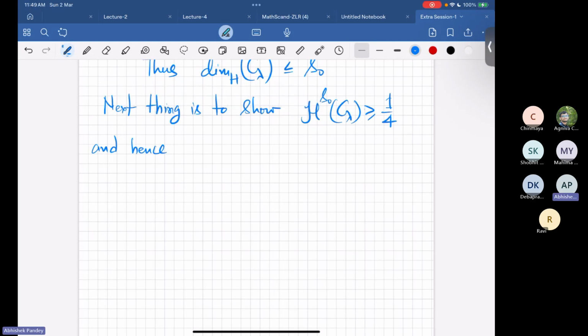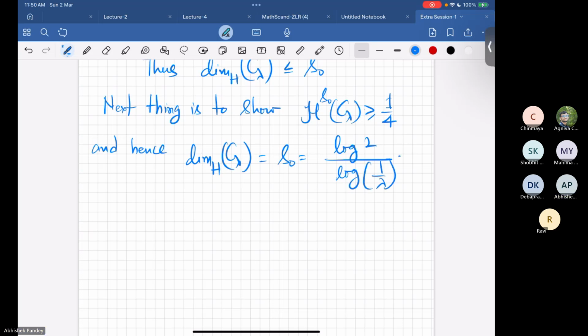Can anyone tell me? Okay, so basically the Hausdorff dimension of this C lambda is s naught, which is log 2 over log 1 by lambda. So I hope it is clear.